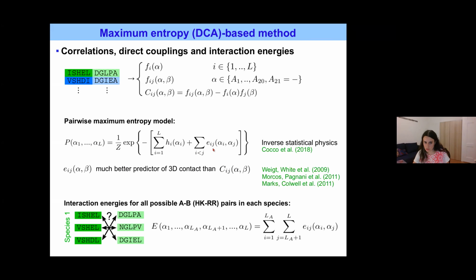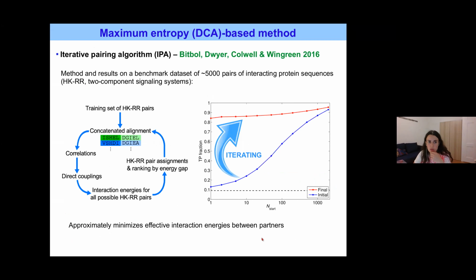We employ these couplings in order to build a score for each possible pair in each species. The score is just the sum of the pairwise couplings. We developed an iterative algorithm which approximately minimizes these effective interaction energies between partners. And we showed that on a benchmark data set of proteins, it's able to make good predictions of protein-protein interactions.